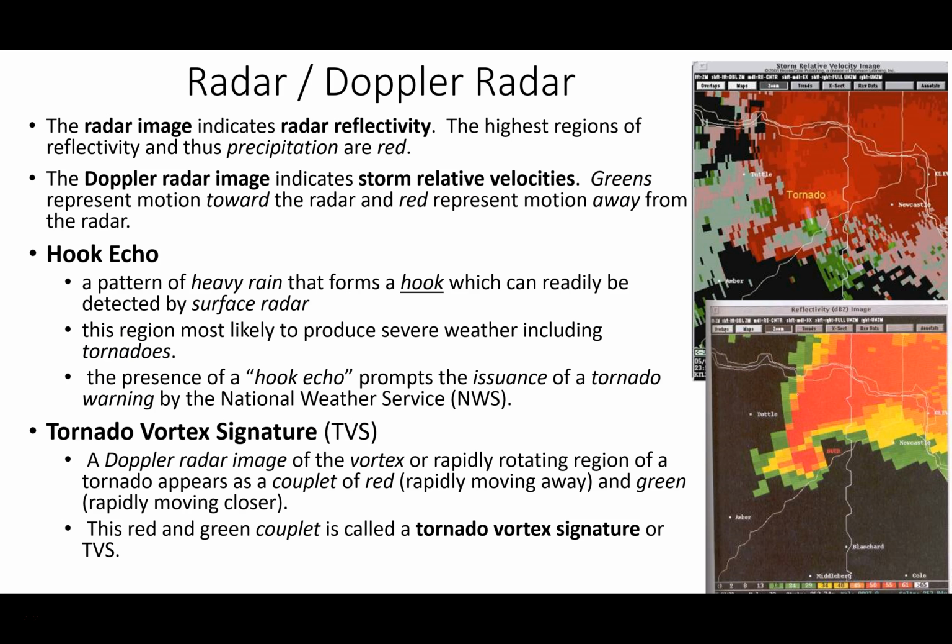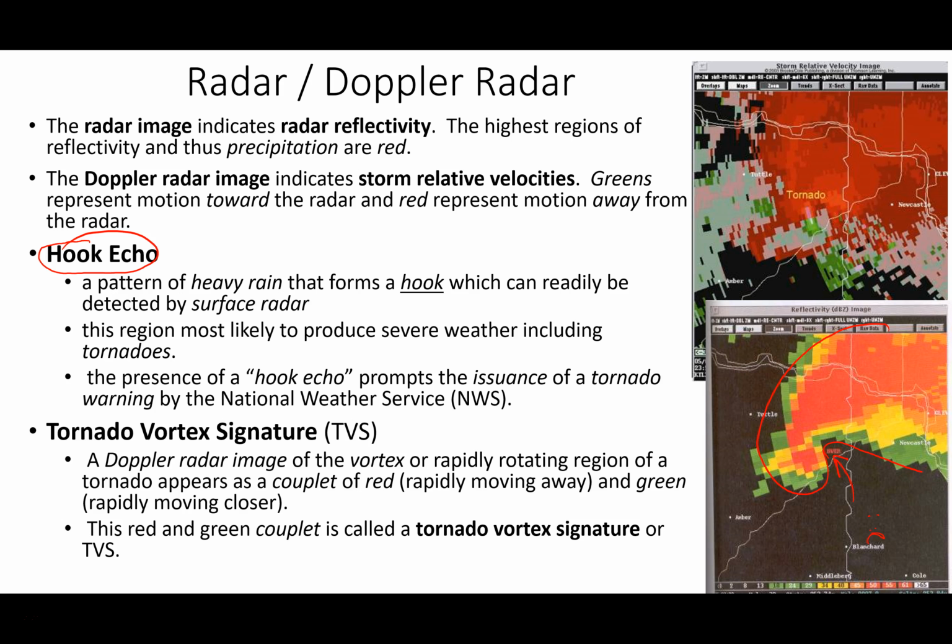And then the last thing is severe weather. Sometimes meteorologists will talk about a hook echo. I don't know if you can see the hook here. A hook echo literally has a little hook feature, and that's where you would expect to find severe weather. Okay. All right. I think that's it. So let me know if you have any questions.